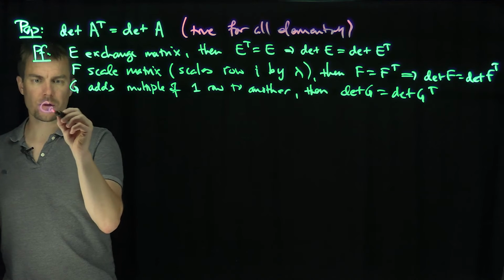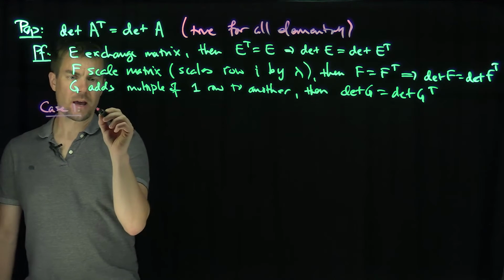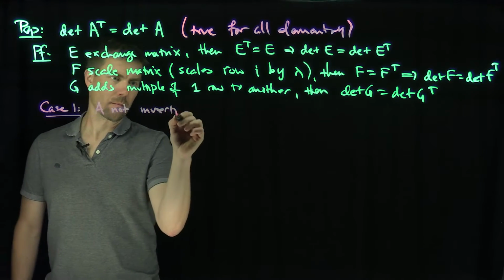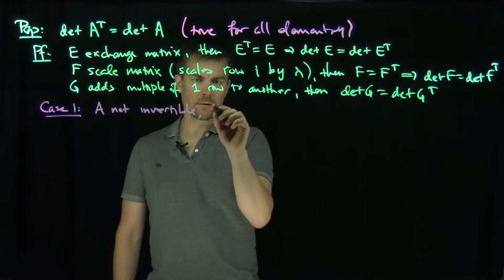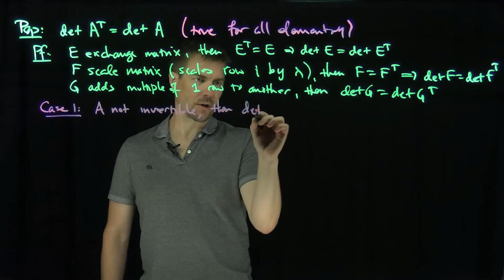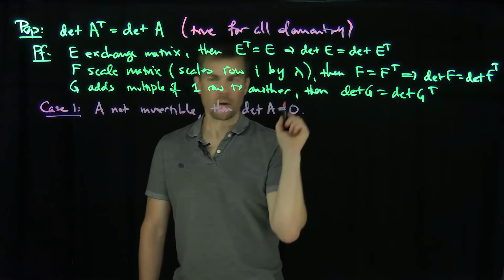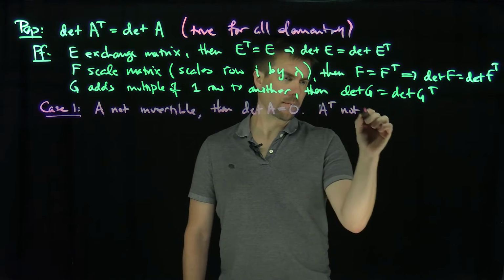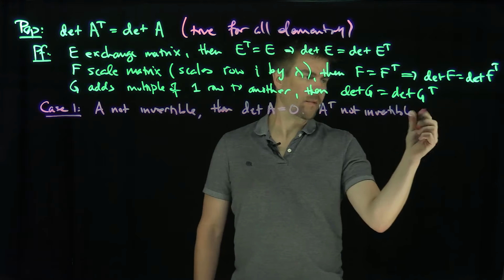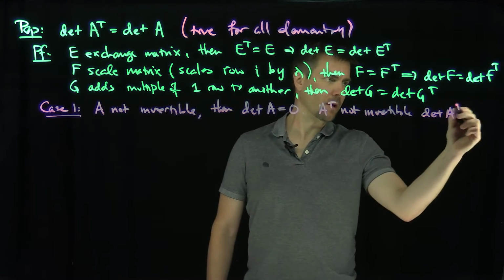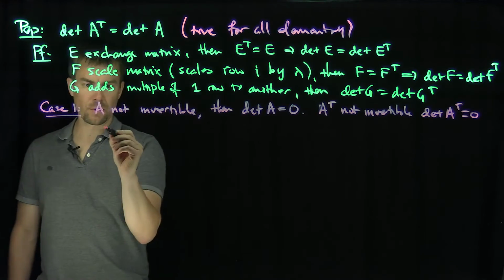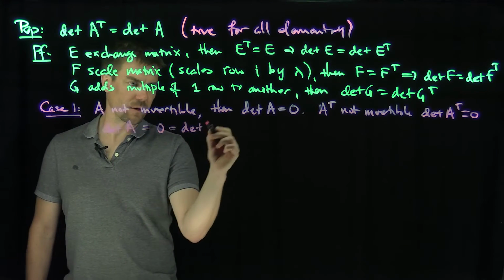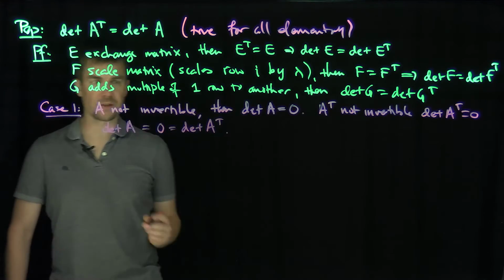And so now two things can happen. Case one, A not invertible. Then we know determinant of A has to be equal to 0. If A is not invertible, neither is A transpose, and so the determinant of A transpose is also equal to 0. So in the case when A is not invertible, determinant of A is equal to 0, and that's equal to the determinant of A transpose. And so this is true in the case when A is not invertible.